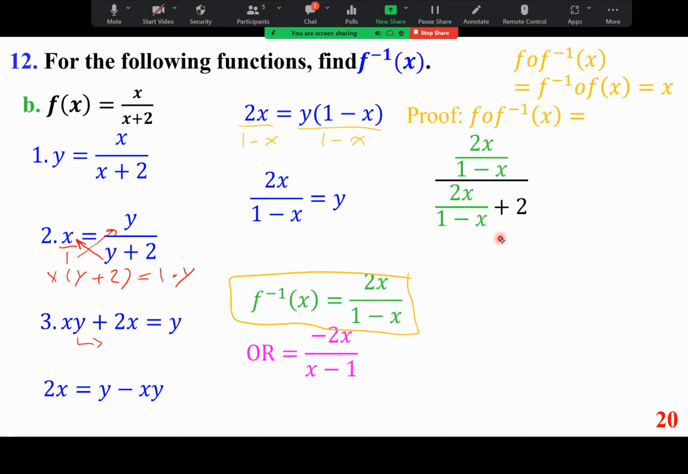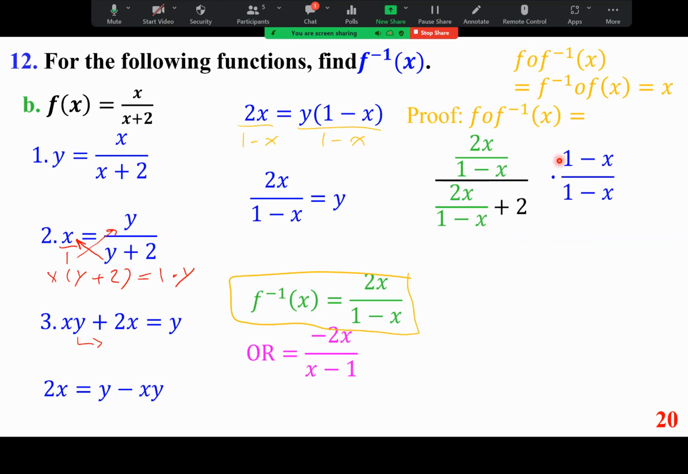Now, how do we simplify a complex fraction? It's very simple. Multiply the top and the bottom by the LCD. You have only one at top, one at the bottom. So the LCD is 1 minus x. But if you have more fractions, it makes no difference. You find the LCD for all of them.